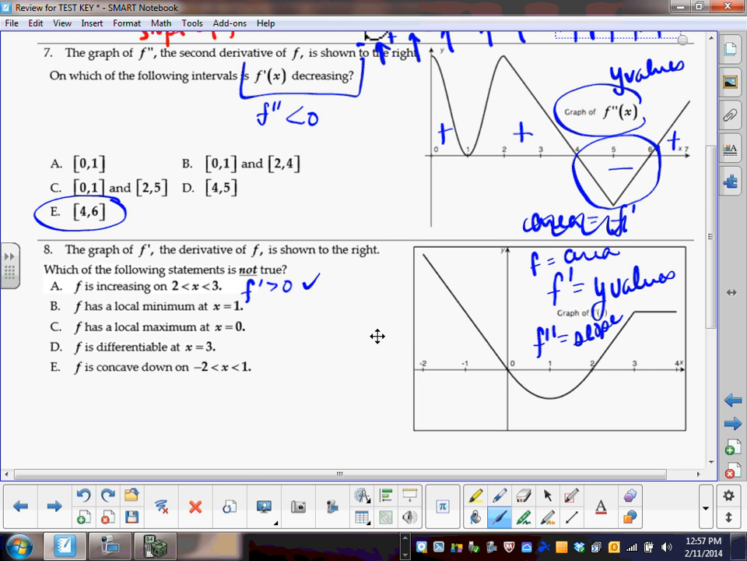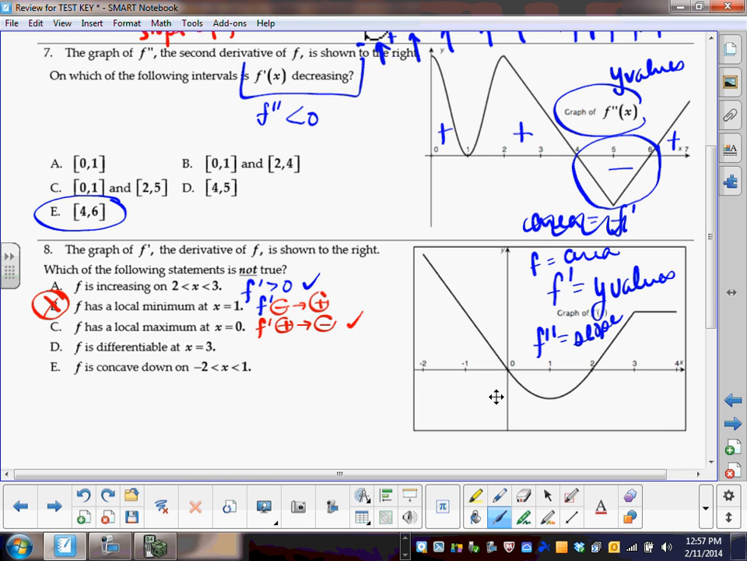F has a local minimum at x equals 1 means that f prime has to be, take that back, f prime has to be negative to positive at 1. So f prime are the y values, and the y values are not changing at 1. So that's no. So that's going to be the one that's not true. If we look at these others, a local max at 0 means f prime is positive to negative, which is true. The y values are f prime, and the y values are positive to negative at 0.